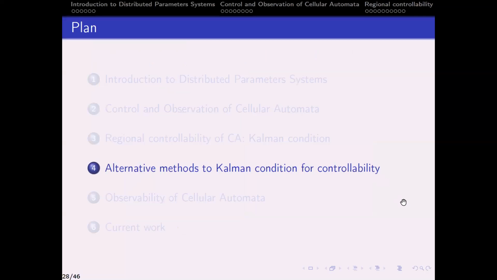As I told you, we want to generalize and investigate methods which can be applied to all kinds of cellular automata, even non-linear, even 2D, even non-elementary CA. It's a very big challenge, but we are obtaining some results. Sorry, I think I have some problem.